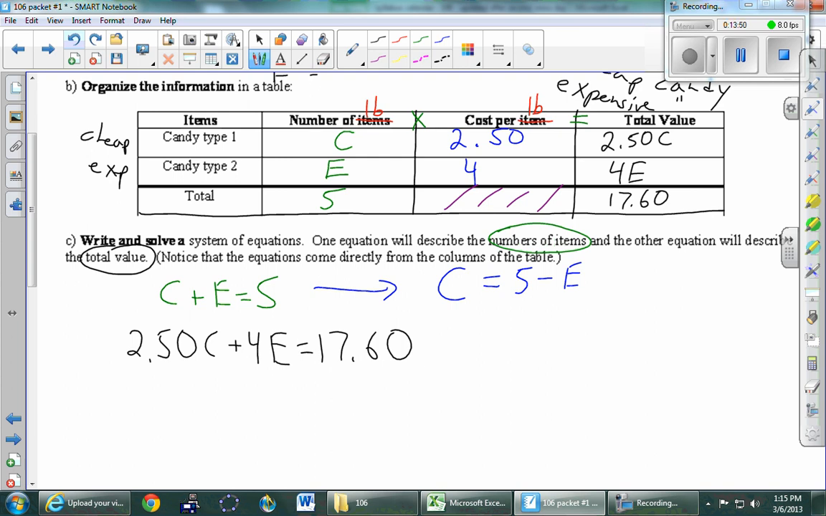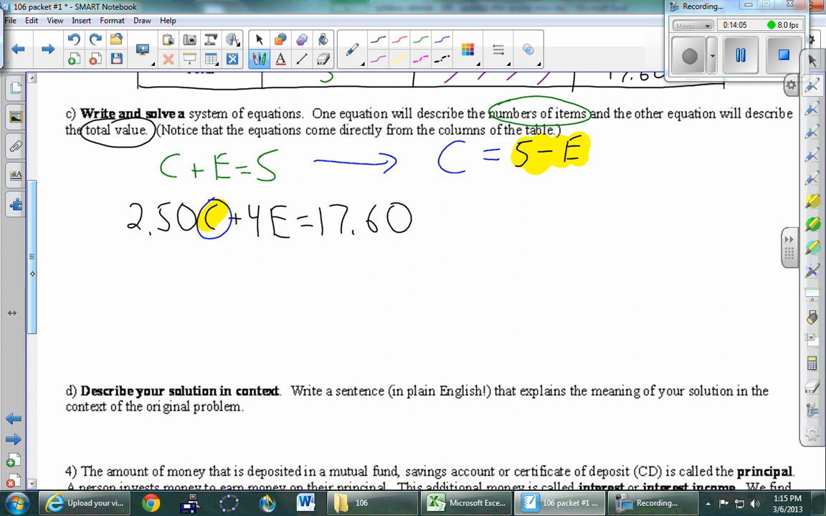And then we're going to take that and plug it into the other equation. Always go to the other equation. So the C that I've just circled in blue is going to become this highlighted stuff right here. So this becomes 250 times C. I'll leave that blank. Plus 4E, 1760. What goes in the blank? 5 minus E.